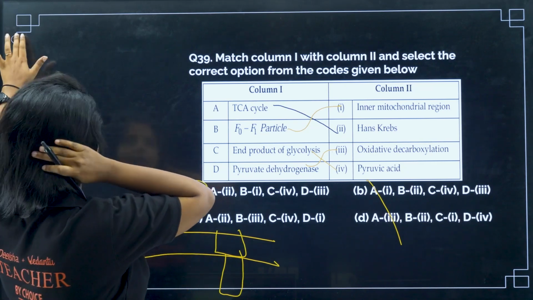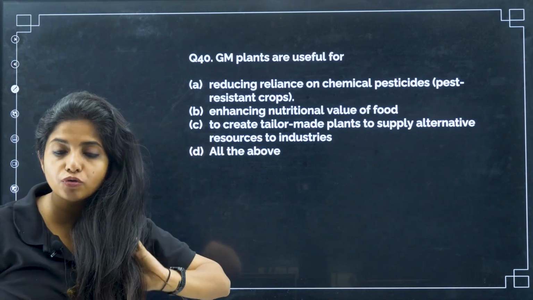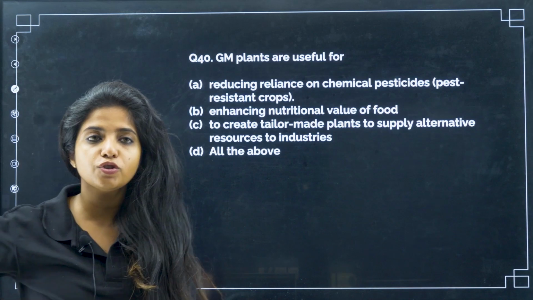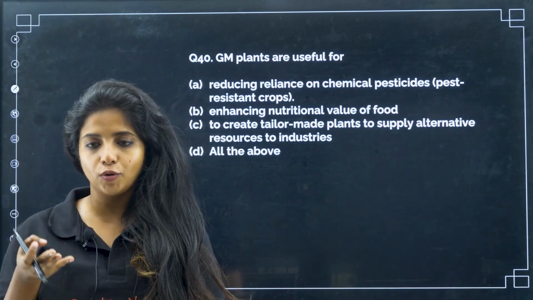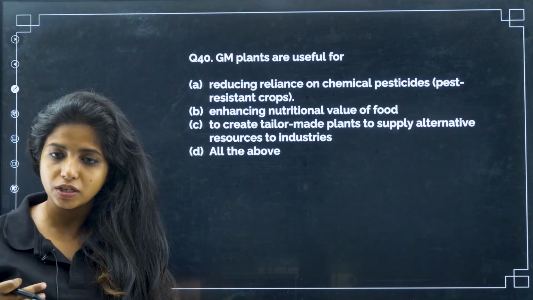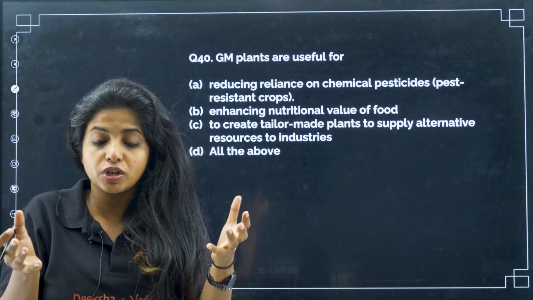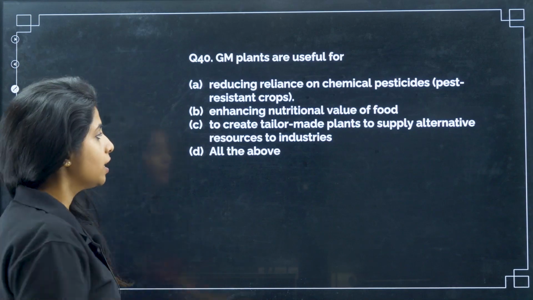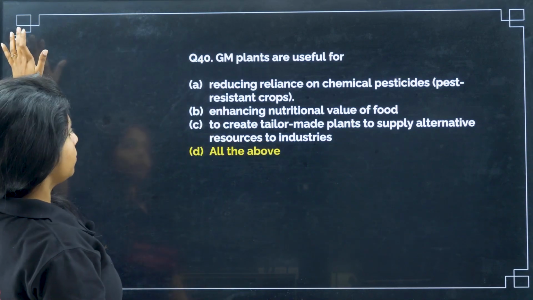Cool? Now, next question. GM plants, that is genetically modified plants, are useful for reducing reliance on chemical pesticides, obviously, because you are making them pest resistant, so you do not need pesticides. Enhancing nutritional value, obviously yes. To create tailor-made plants to supply alternative resources to industries, yes, because according to our wish we are making a plant, tailor-made according to what we require. That is also correct. So all the statements are correct, and all of the above becomes your answer.